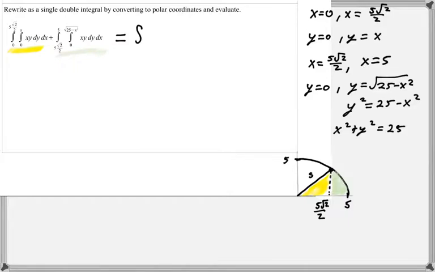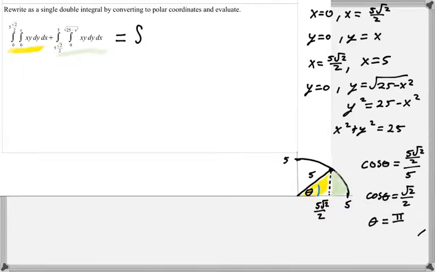Okay, so can we put this together and just have one integral? So we would need to find what this angle is right here, and then we just have a nice circle. Okay, so the hypotenuse here is going to be 5. That's the radius, and we know that the base is 5 root 2 over 2. So we can use the cosine of theta, which is equal to the adjacent, 5 root 2 over 2, divided by the hypotenuse of 5. So the cosine of theta is equal to root 2 over 2. So that's going to occur when theta is equal to 45 degrees, or pi over 4.